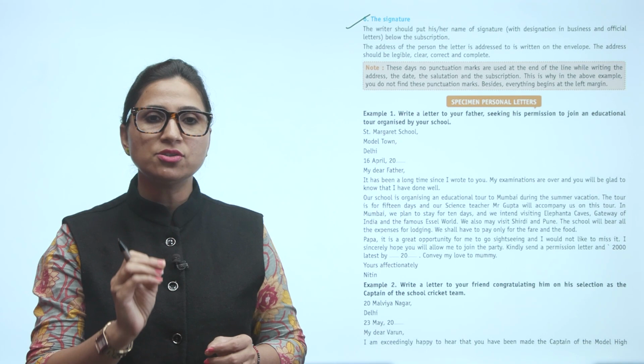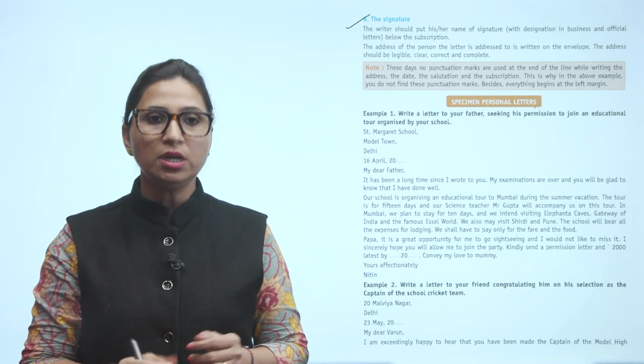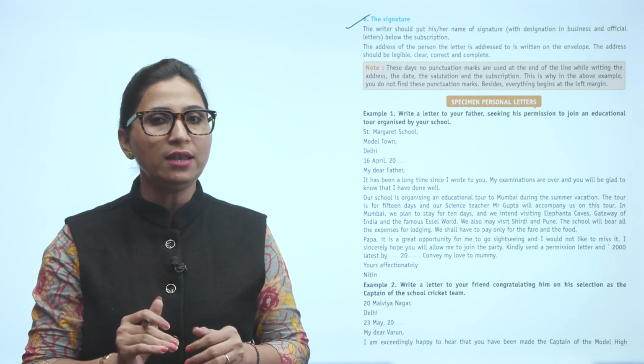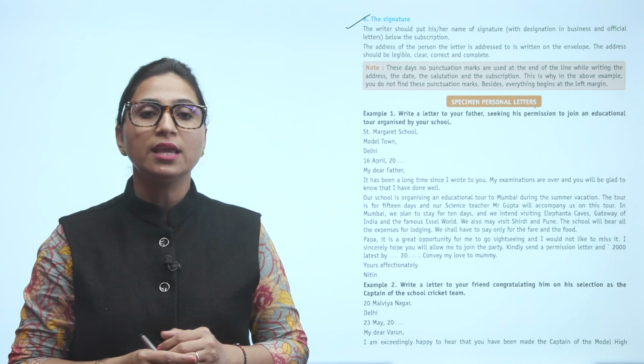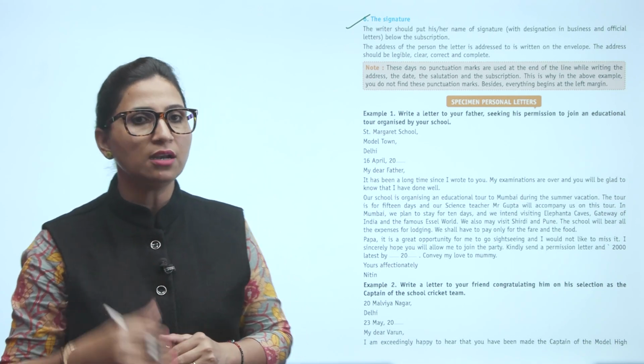The addresses should be legible, clear, correct and complete होना चाहिए. Note, these days no punctuation marks are used at the end of the line while writing the addresses, the date, the salutation and the subscription. This is why in the above example you do not find the punctuation marks. Besides, everything begins at the left margin. So यहाँ पर हम देखने वाले हैं बच्चे examples के साथ अपने letters किस तरह से हम लिख सकते हैं. Proper letter हमें example के साथ बताए हुए हैं. So start करते हैं.